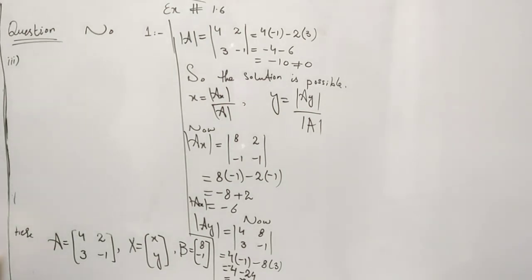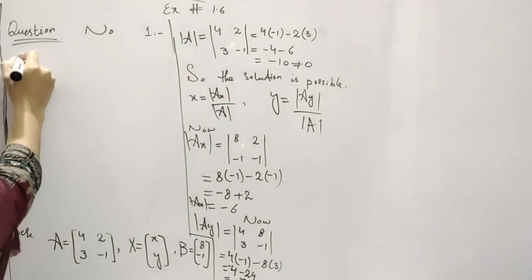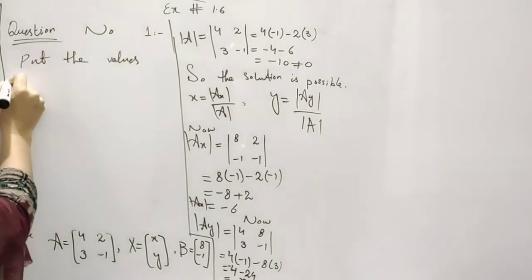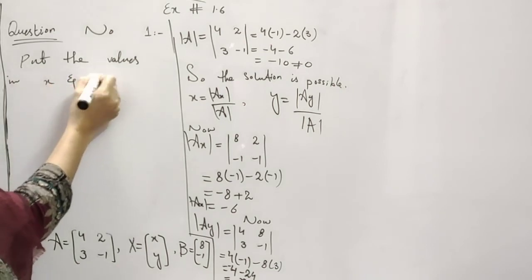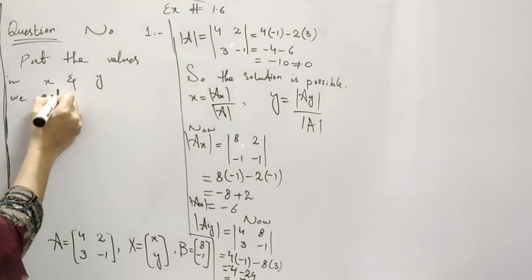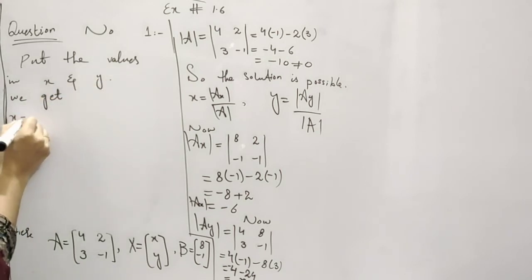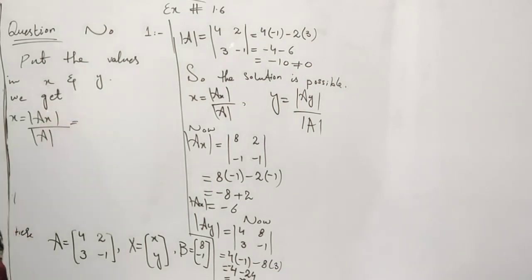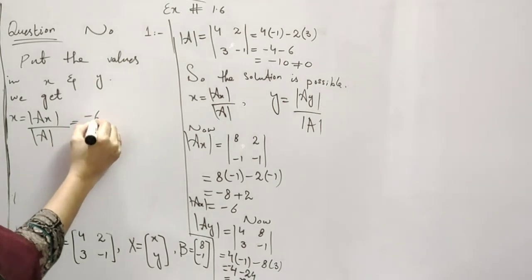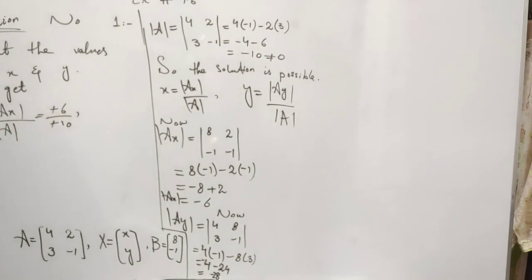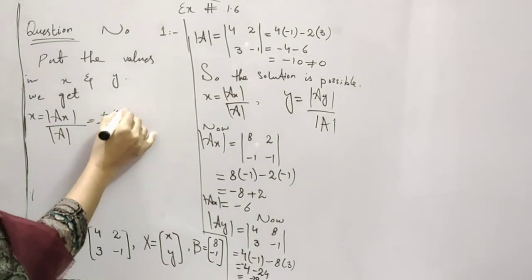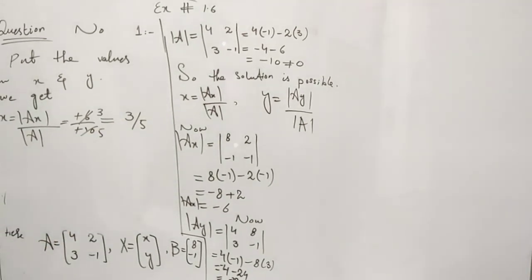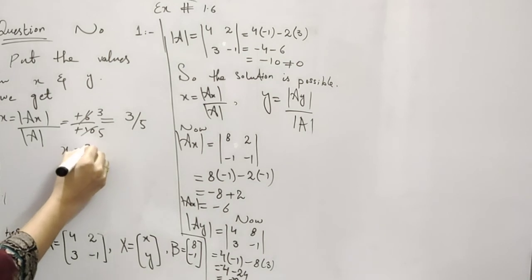Now we will find the value of x and y. Putting the values in x and y, we will get x is equal to determinant of A_x over determinant of A, which is minus 6 over minus 10. Minus cancels by minus, and this is cancelled by 2, so we get 3 by 5. This is the value of x.